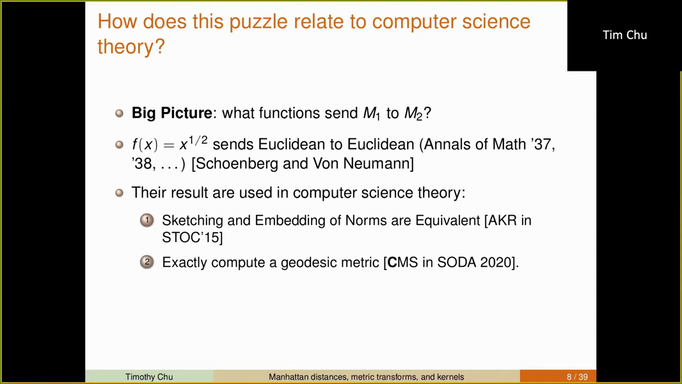Another result from SODA 2020 by myself, Gary Miller, and Donald Sheehy was how to exactly compute a certain type of geodesic metric inspired from machine learning. Now, the key point here again is just that this overall question, in the case when you have Euclidean distances to Euclidean distances, is the progenitor of large areas of mathematics, but is also a core tool in embedding theory and the forefronts of theoretical computer science. And again, what our work addresses is what happens when you just replace Euclidean norms with other norms, like the Manhattan norm or the L1 norm.